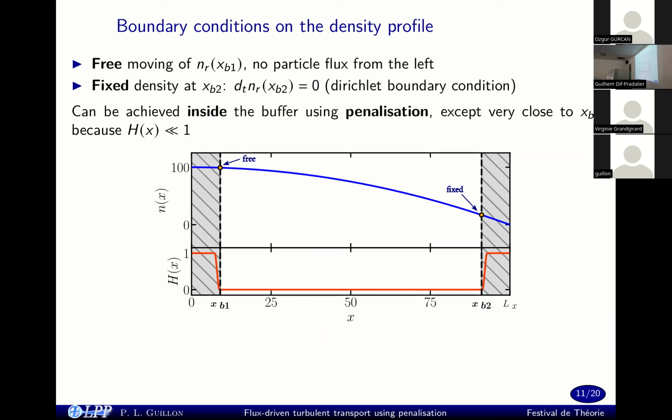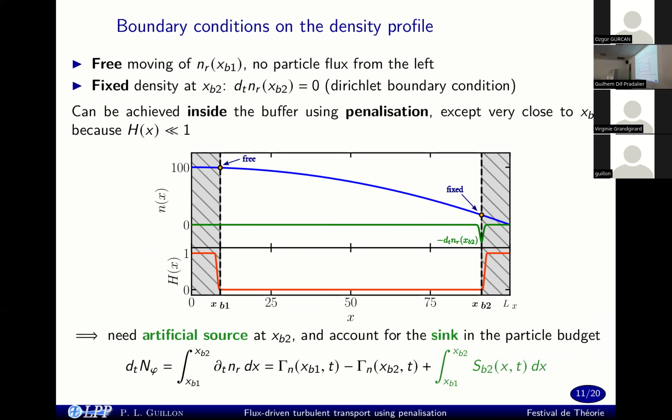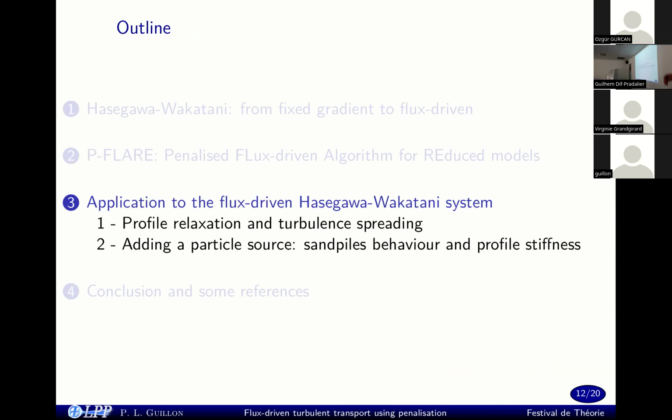All right. Finally, we want to apply some non-trivial boundary conditions to the system. What we choose to do is to fix the density profile at the right boundary, while letting it evolve freely at the left boundary due to the particle flux. And we can't use the penalization to fix it here because the mask function is 0. Instead, we use a narrow Gaussian sink centered at xd2, and we just have to account for the sink inside the particle budget. Okay, so that's it for the basics of the code.